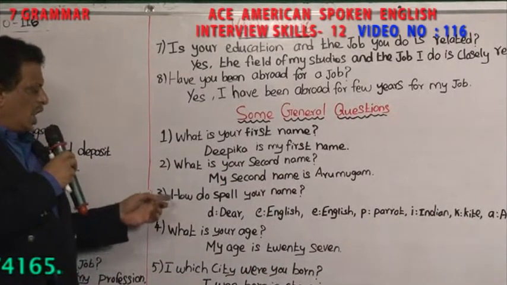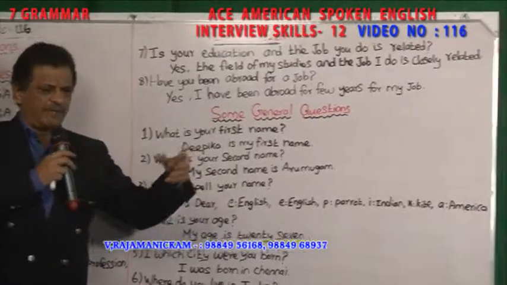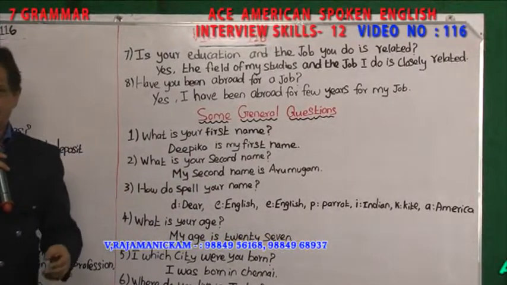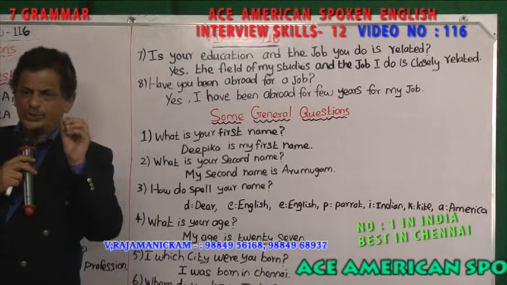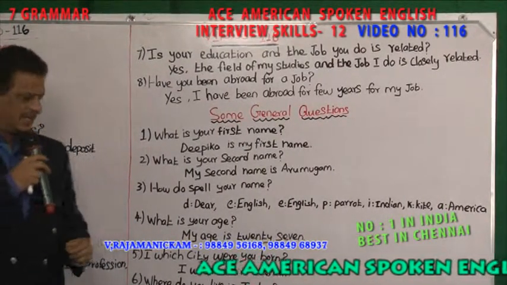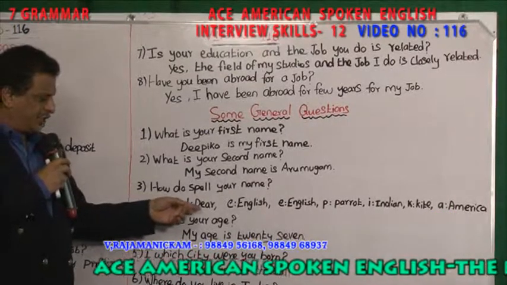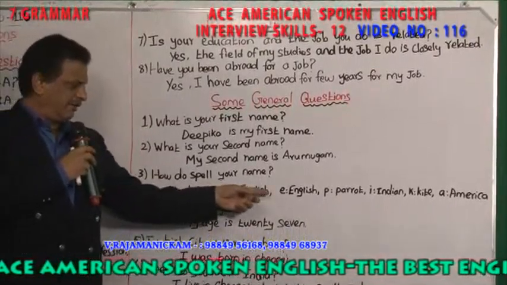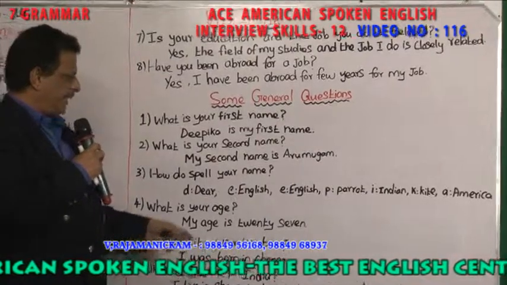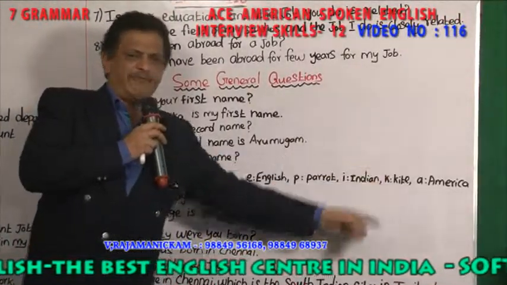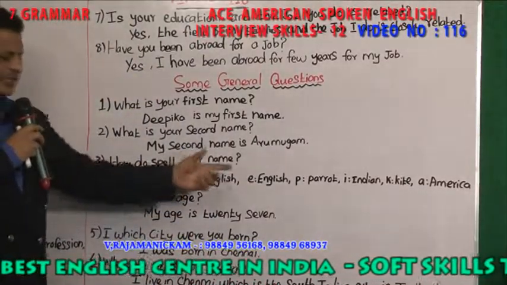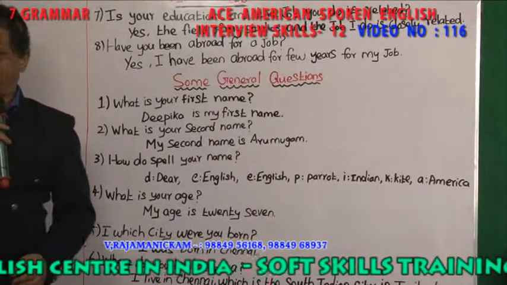They may ask you, how do you spell your name? Suppose, being a foreigner, they are unable to understand your name. They may ask you, could you spell each letter? Then you can say, D stands for dear, E for English, E for English, P for parrot, I for Indian, K for kite and A for America. So, Deepika. So, he's spelling his name.